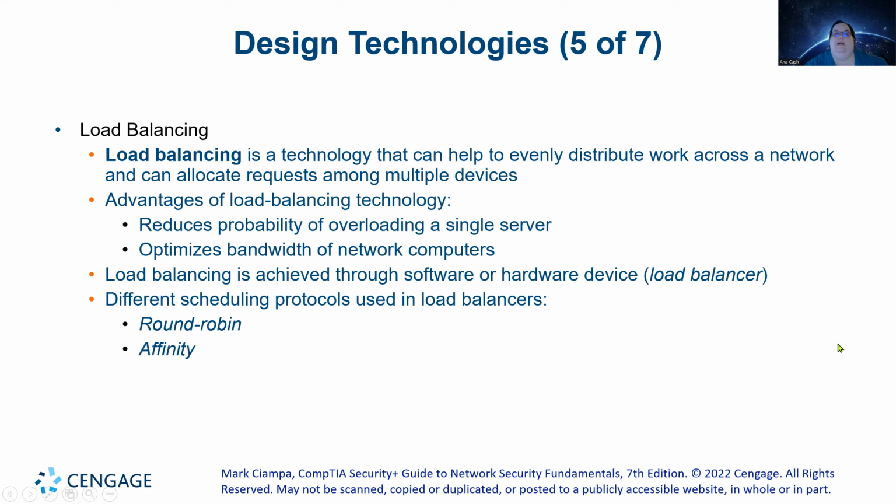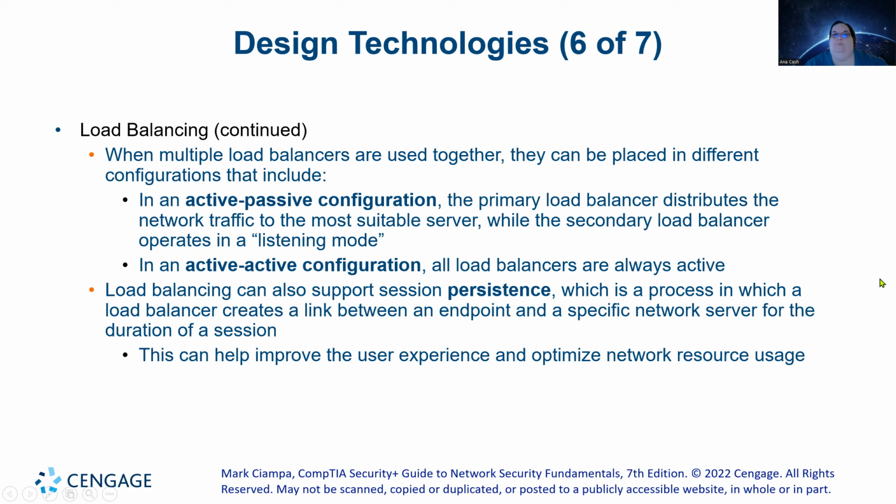Load balancing. This is a technology that can help to evenly distribute work across a network and can allocate requests among multiple devices. Advantages of load balancing technology are to reduce the probability of overloading a single server and optimize the bandwidth of network computers. Load balancing is achieved through software and hardware devices, or load balancers. Different scheduling protocols used in load balancers are round robin and affinity. In fact, I don't think I've worked on a network, even the small ones, which don't have a load balancer in them. They're just very common now.